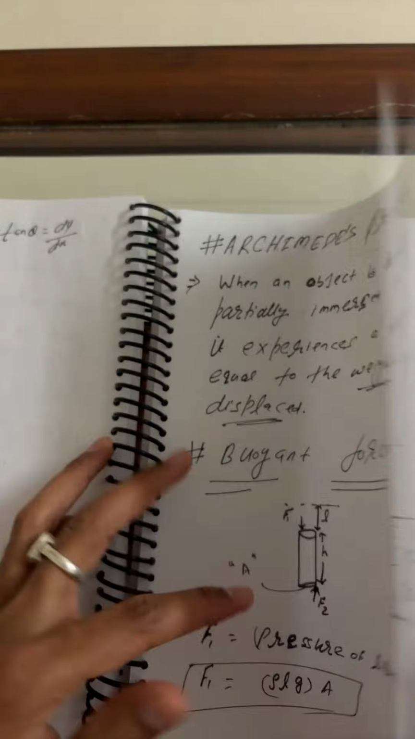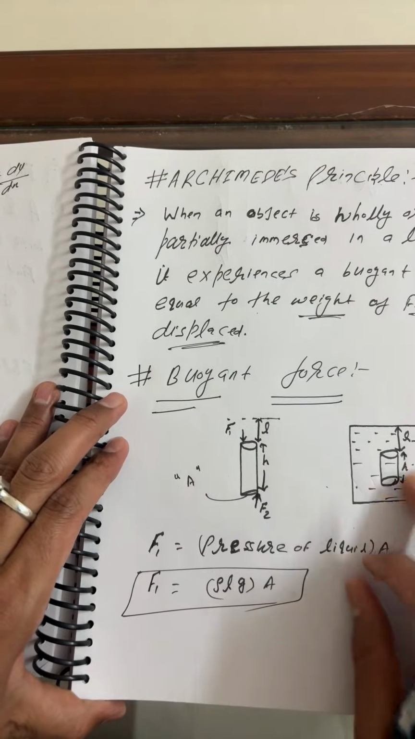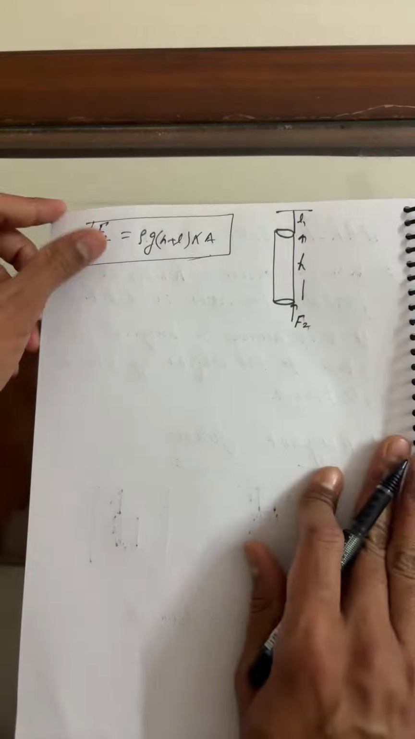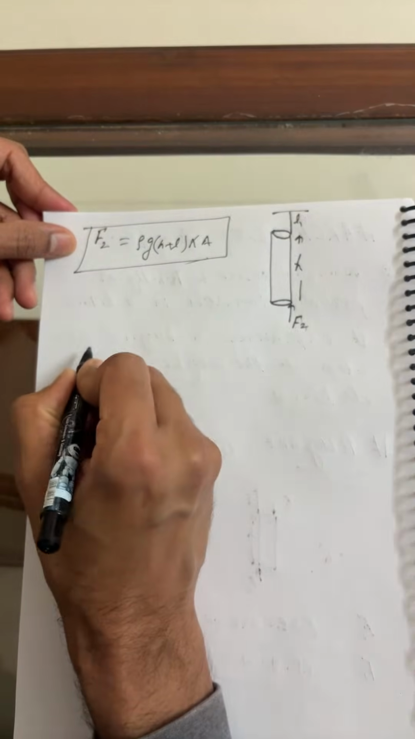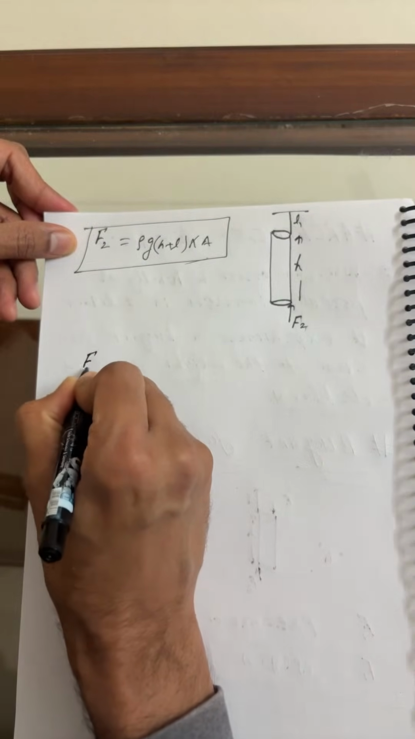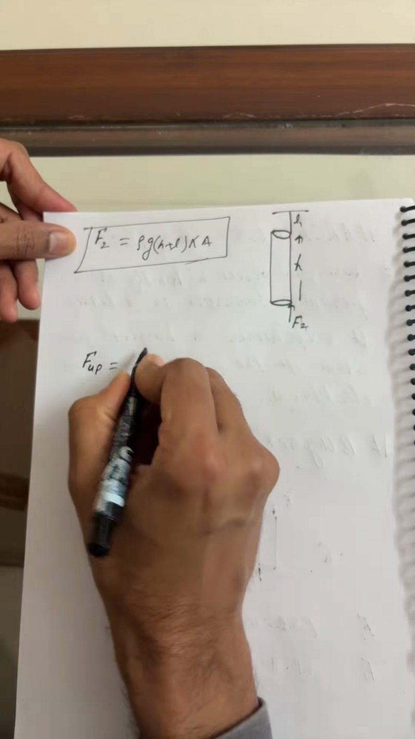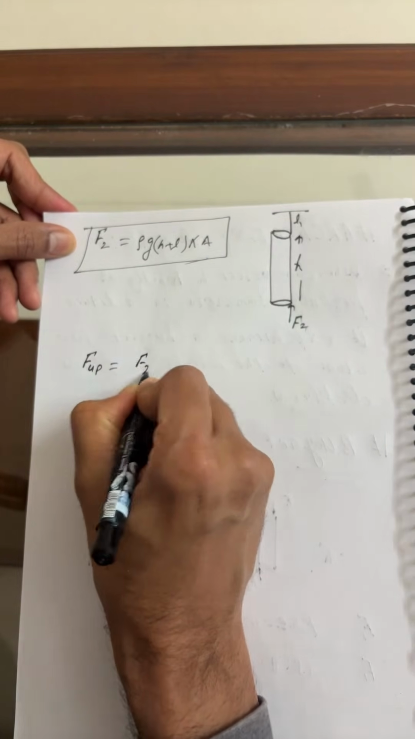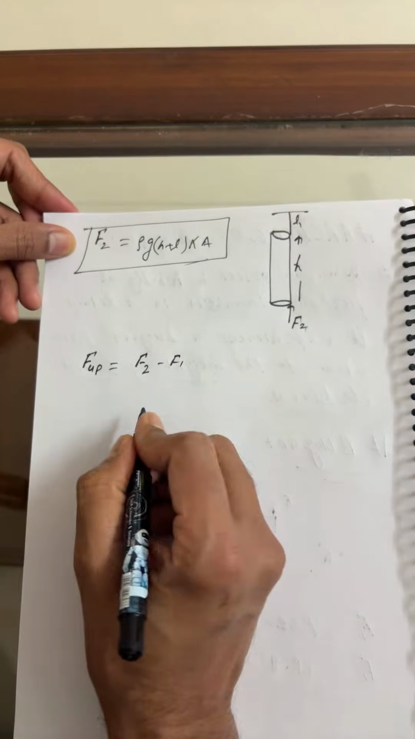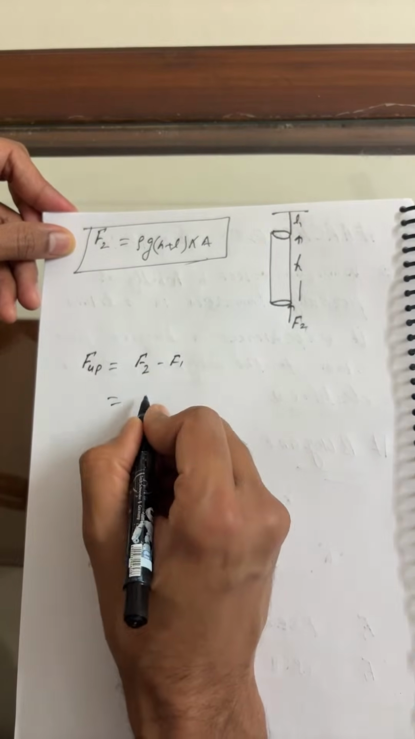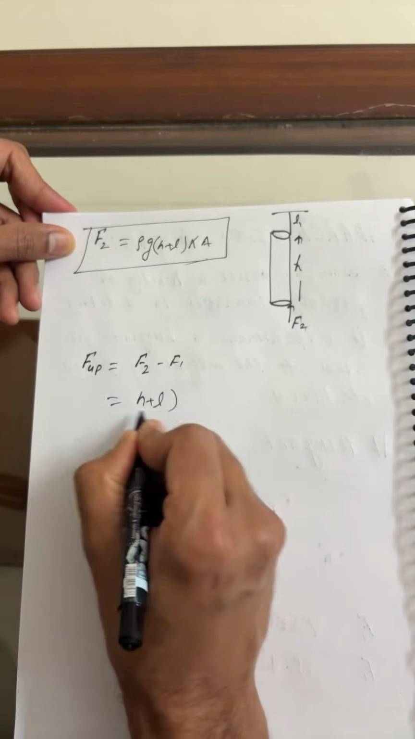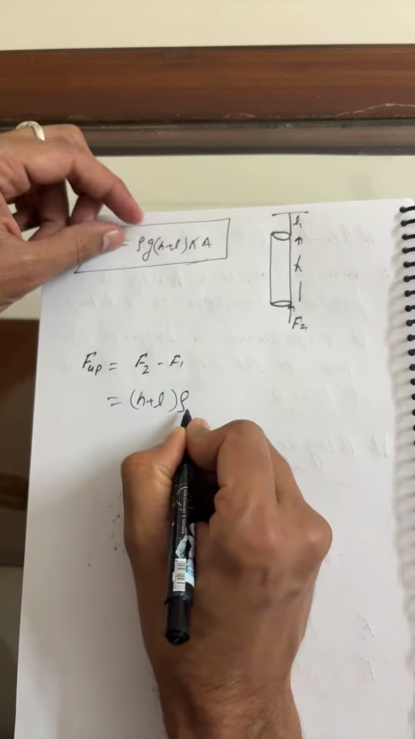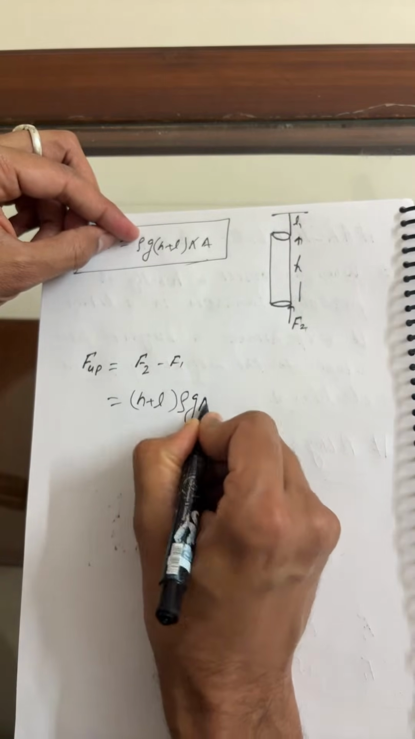Yes, this is the fluid filled container. Correct. Now here we used to find the upthrust force. So what can you write? The upthrust force. F2 is more, so you can write F2 minus F1. So this is F2 minus F1: H plus L into beta, this is density of liquid into g into A.